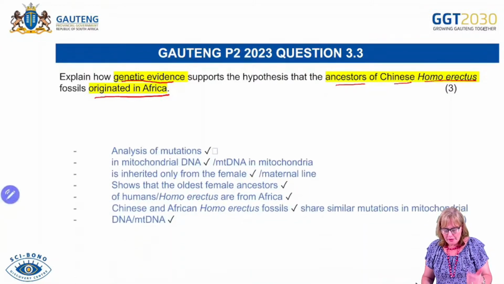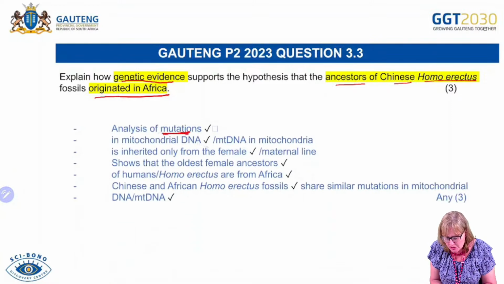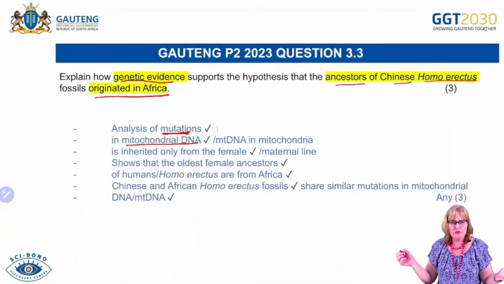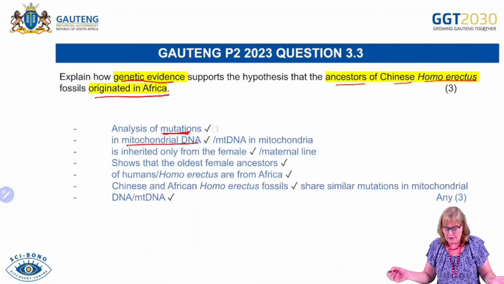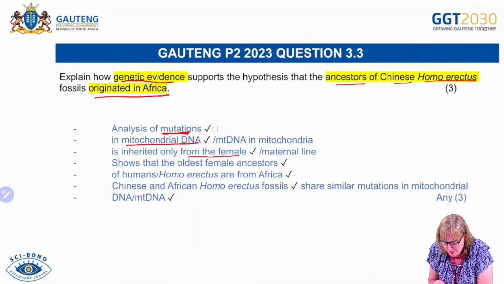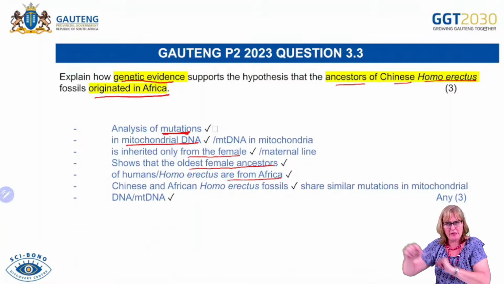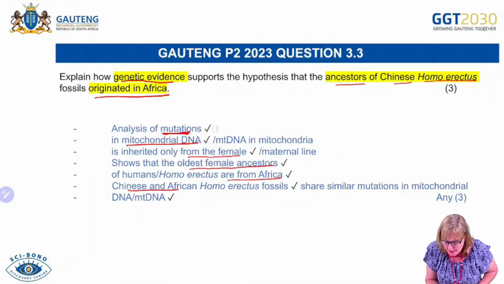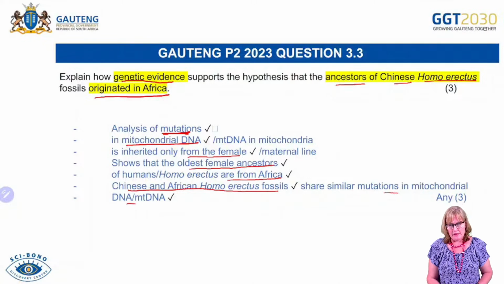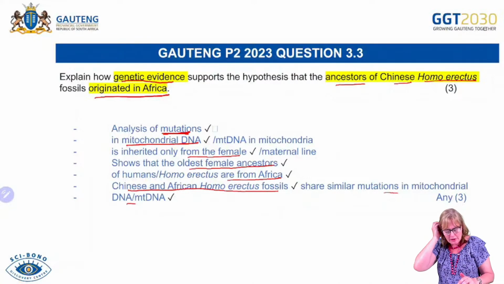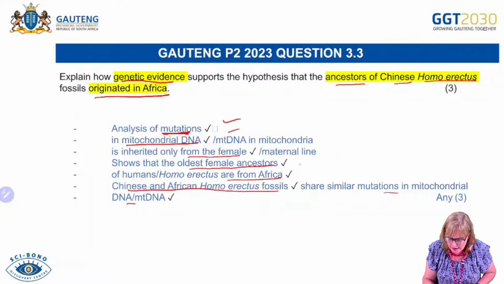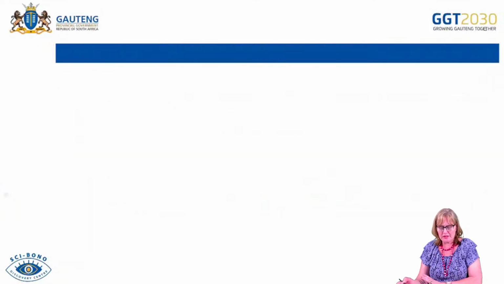So, you talk about genetic, is they analyze the mutations of the mitochondrial DNA. There you already have 2 marks out of the 3. Right. So it was inherited only from the female. The oldest female ancestors were found in Africa. They traced these mutations back to the fossils they found in Africa. Right. And the Chinese and African Homo erectus fossils share similar mutations in mitochondrial DNA. And that's how they said, okay, they are from there. Right, but I mean, if you have this 1, 2, and that one there, you had your 3 marks. Right, so it wasn't so difficult, but it's just a different way of asking it.